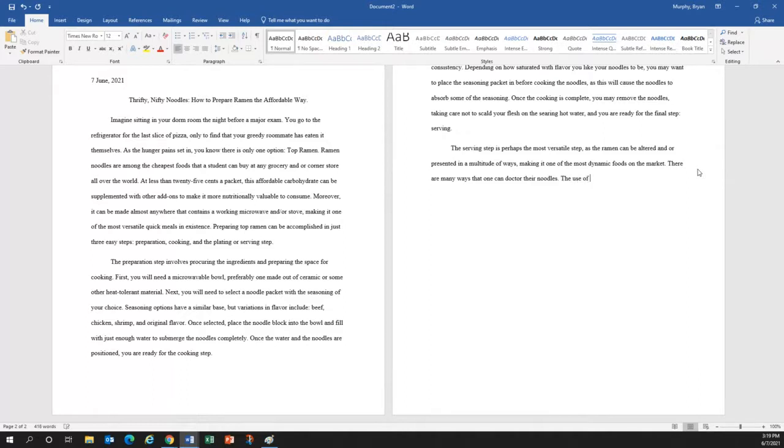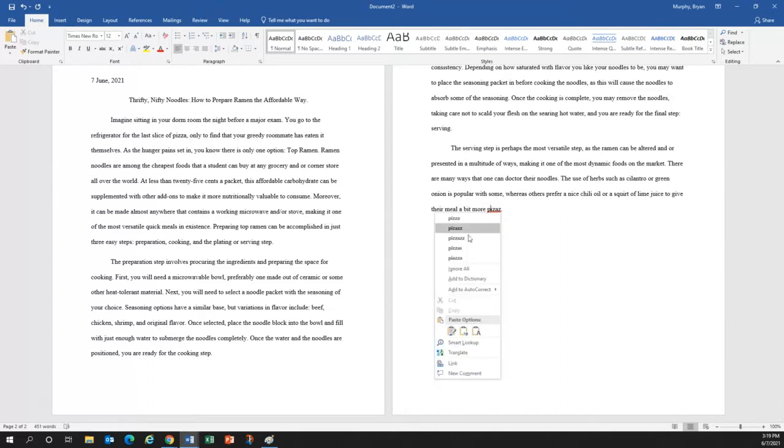The use of herbs such as cilantro or green onion is popular with some, whereas others prefer a nice chili oil or a squirt of lime juice to give their meal a bit more pizzazz. Is that a word? Pizzazz. It is a word, isn't it? Oh, it's pizzazz. I didn't even know how to say that. Pizzazz. Okay. Now you know. You learn something new every day. Okay. A bit more pizzazz.